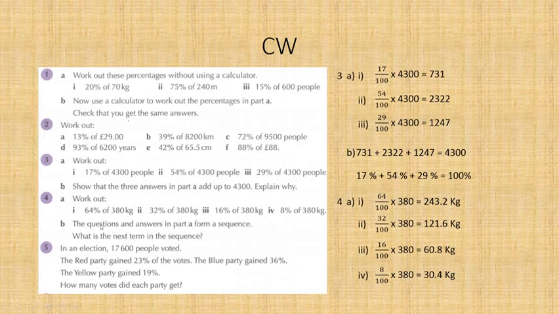Okay, in question number B, the questions and answers in part A form a sequence. What is the next term in the sequence? If you just focus a little bit, you will find out two things. Here, the number in the numerator is 64, and the next one is 32, which means it's half of it. And after that, 16, which is half of it. And after that, it's 8, which is half of it. And if you look at the answers, you'll find it's half, half, half.